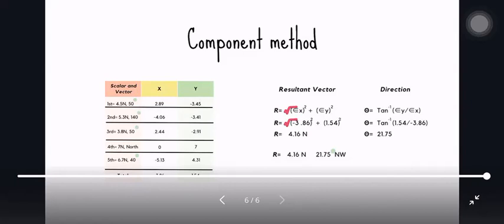To get the resultant vector, you will need the square root of x, which is negative 3.86, the sum of the x, and the sum of the y is 1.54 squared. You will just need to add both of them, and the result you get is the resultant vector, which is 4.16 Newton.